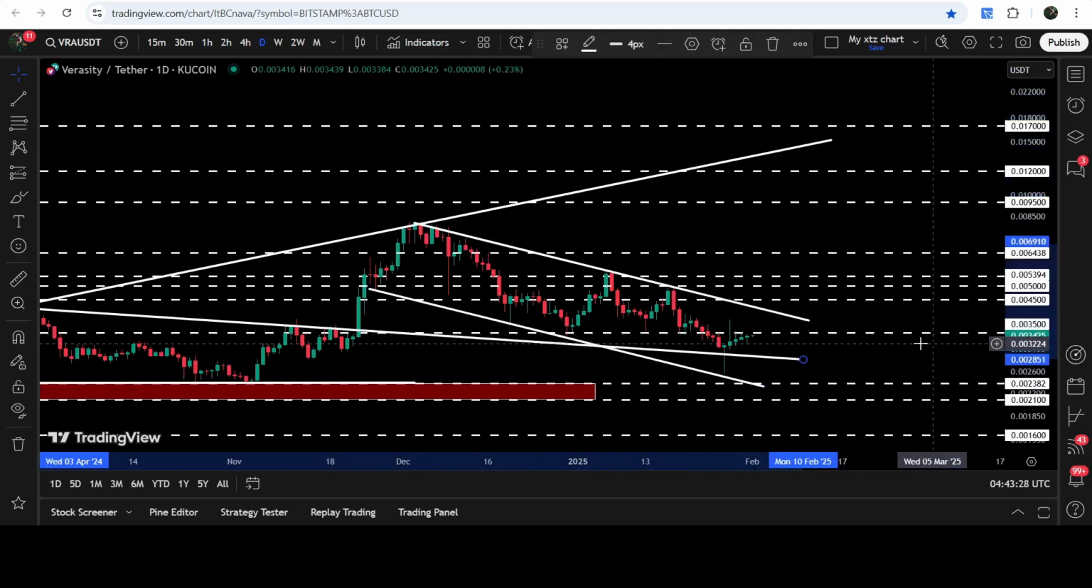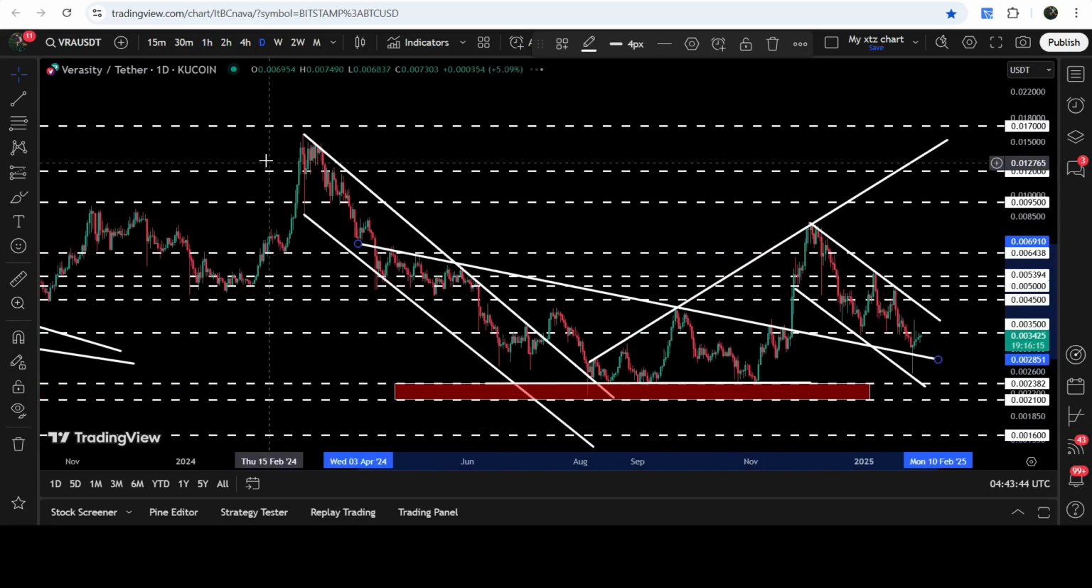Right now, it is trying to break out this long-term resistance of $0.0035. That was recently working as support here, resistance here. And now again, for the past few days, it is facing it as a resistance. And in today's video, we will once again analyze this move.